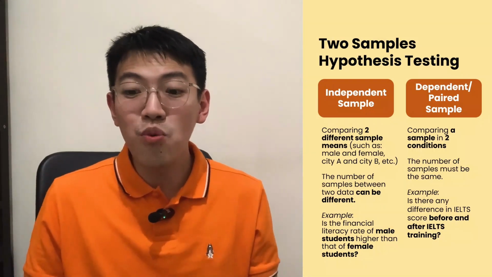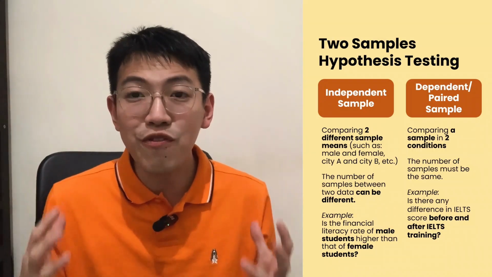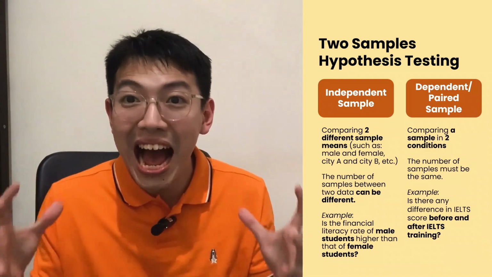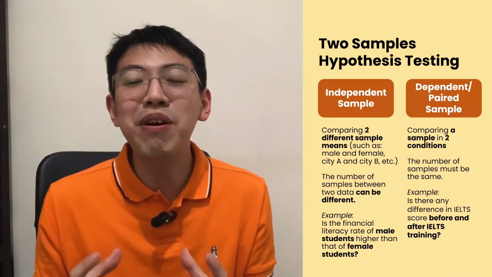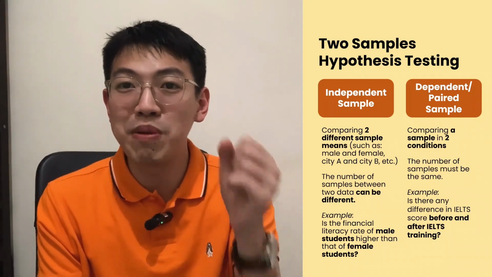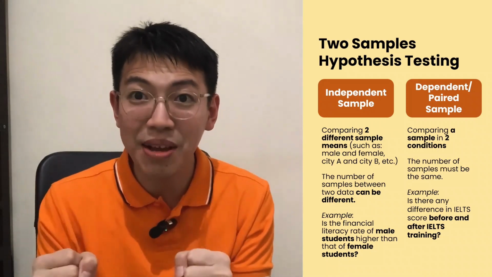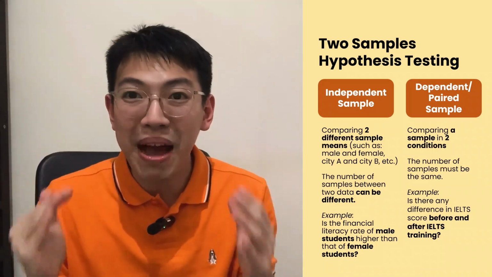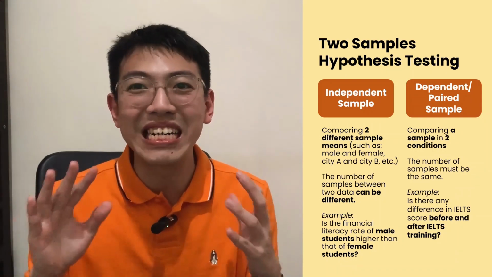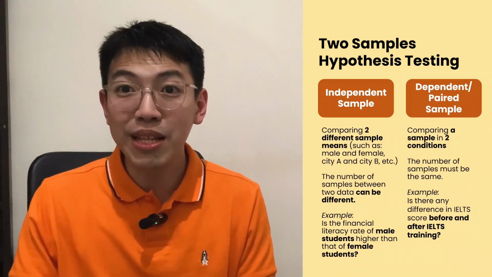For example, I want to compare, is there any difference in the IELTS score before and after IELTS training? The sample will be the same people. Therefore, the number of the sample before and after training will be the same. That is dependent or paired sample. So, the samples are not independent. Do you get the point, right?